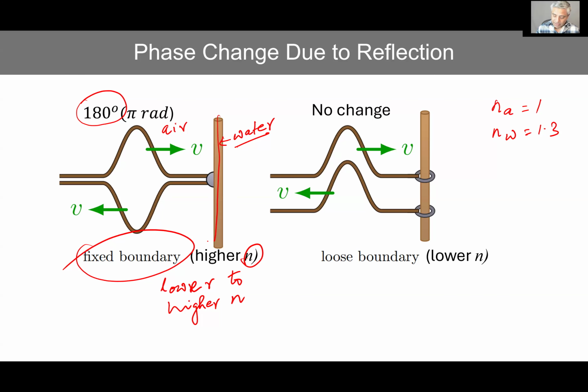And now, however, if we have a loose boundary, in this case there is a ring, so this is still a string, but there is a ring now. That ring can move up and down, okay? So that means it's loose. In that case, the reflected wave has the same phase, so there is no phase change, or the change in phase is equal to 0. No phase change means 0 change.